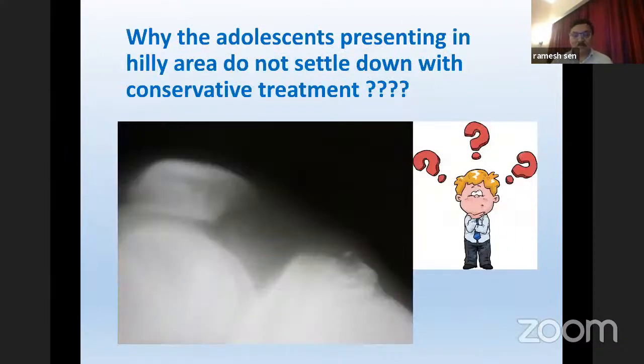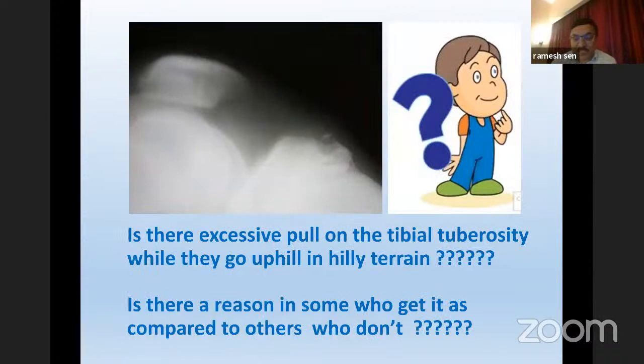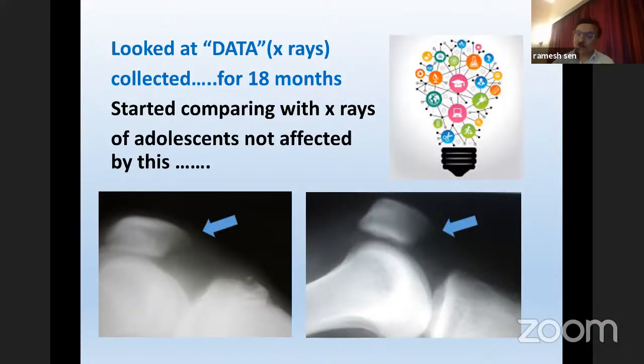And what I found, I was looking at the disease pathology, why these children are not settling down. And then what is there in hill areas, probably that they do not settle down. There must be some excessive force over the tibial tendon, which is pulling it up. And then I looked at all that data which I had collected because I was keen to know about those things. So what I found, if you look here at the patellar apex, in the affected patient, non-affected patient, you find it little different in the apex of the patella.